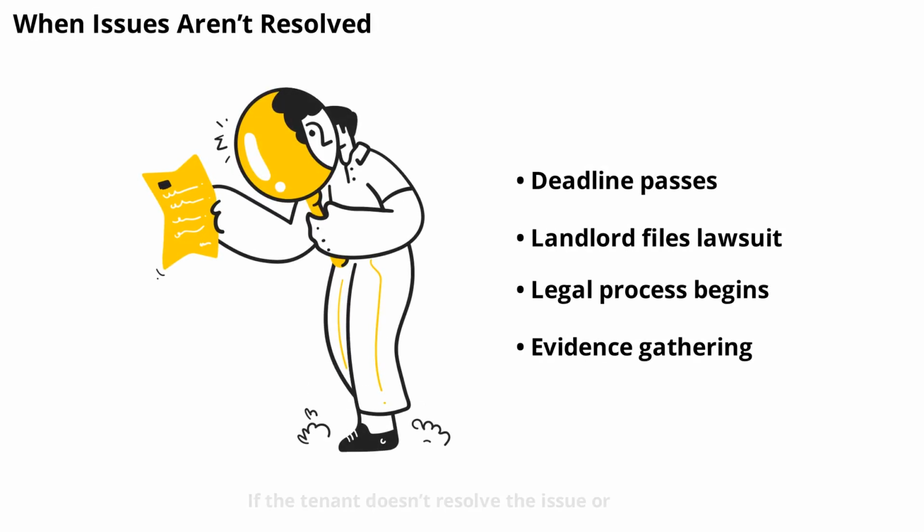If the tenant doesn't resolve the issue or move out by the deadline stated in the notice, the landlord can take the next step. This usually means filing a formal eviction lawsuit, often called an unlawful detainer action, in the local court. At this point, the process becomes a legal matter, and both parties may need to gather evidence and prepare for a court hearing. It's important for both landlords and tenants to understand their rights and obligations as the case moves forward.